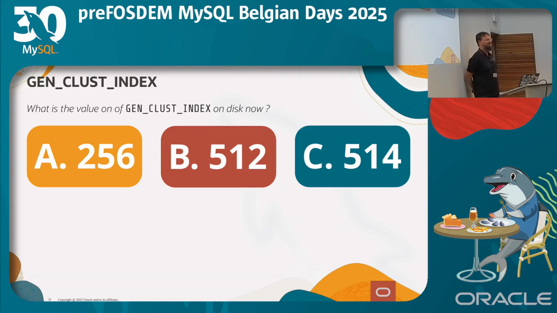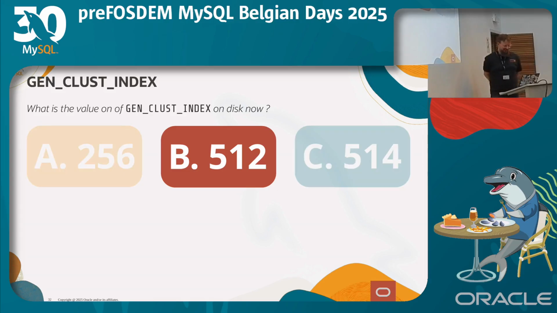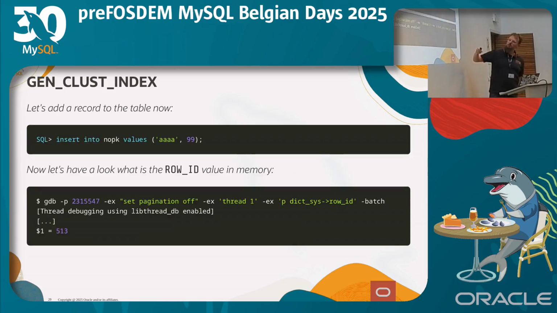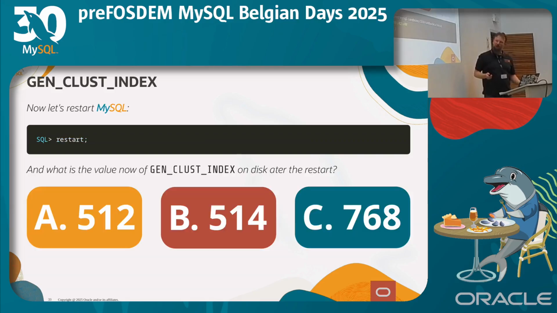So who says A? Who says B? Who says C? When in doubt, the answer is C. And the answer is B. So on disk, if we check, it's 512. Because if we check back here, we passed the 512, right? Because we are at 514 now. So every 256 we write. We reached 512, so we wrote that on disk. So this is what we have on disk right now.